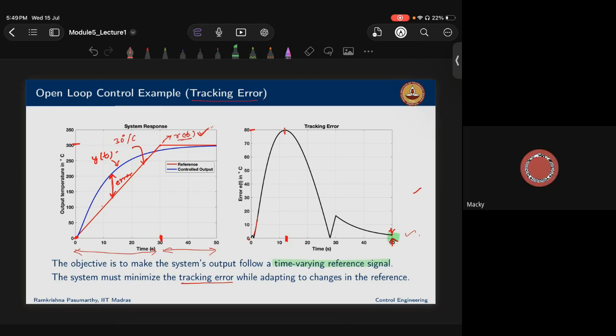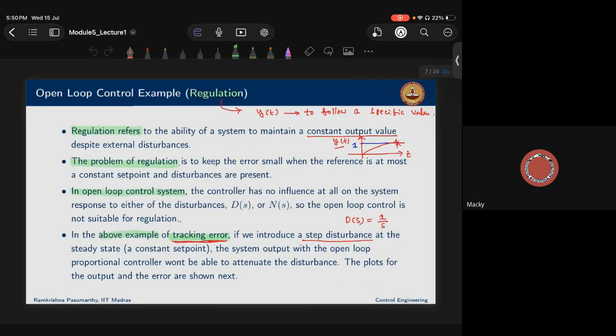Will error always be there? Sorry, that's the main question. Here in this setting, when we take the open loop, we got some error. Now we have to see the same problem in the closed loop setting, because right now we are considering the open loop without feedback. So that is the tracking problem.